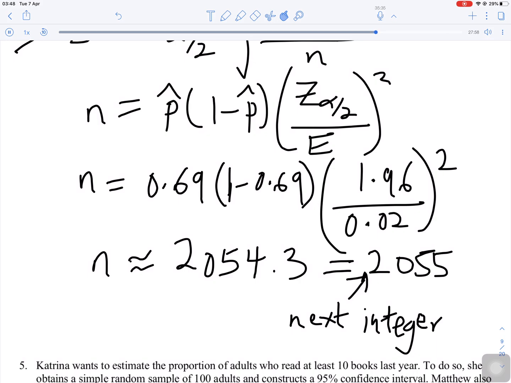2054.3. Now, one rule that goes with finding the sample size is that whatever value you find, you want to round up to the next integer. So because we found 2054.3, the next integer will be 2055. So we would say that about 2055 people were sampled, or were polled, to arrive at this particular outcome that was spoken about in question 4. So the answer is 2055 for question 4.